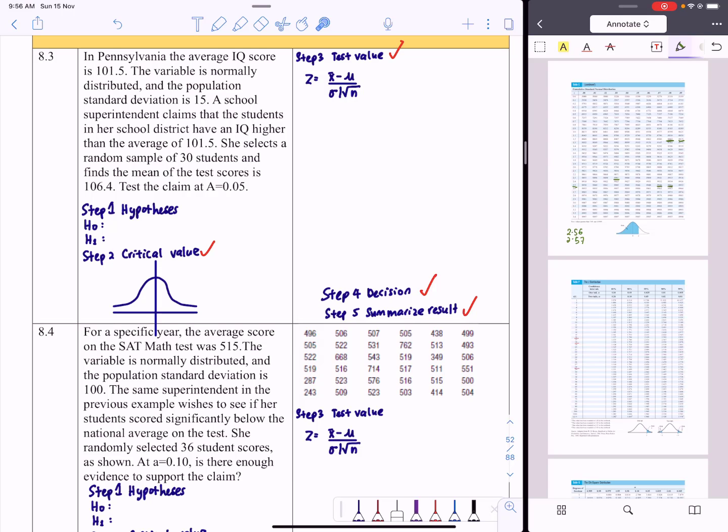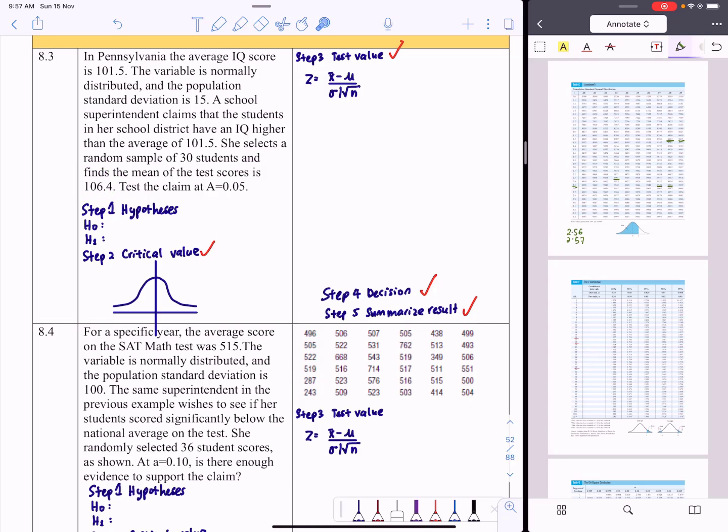Here we have the IQ score 101. We have the population for the Pennsylvania here. The IQ score is 101. Kemudian we have the standard deviation for the population is 15. Kemudian and then we have a school where it claimed that her school district have higher IQ. That means we have a new statement here from a sample saying that her school is better compared to what we have in the state of Pennsylvania. Then she select 30 students and then they find the mean 106.4.